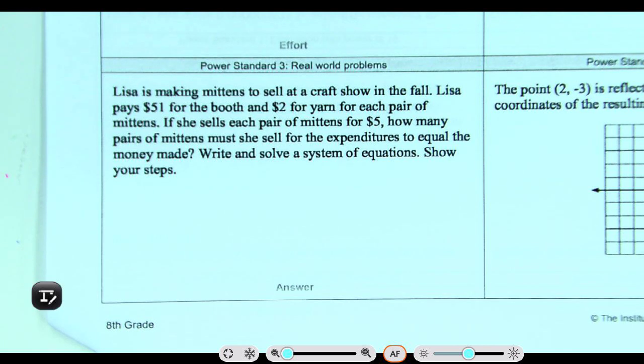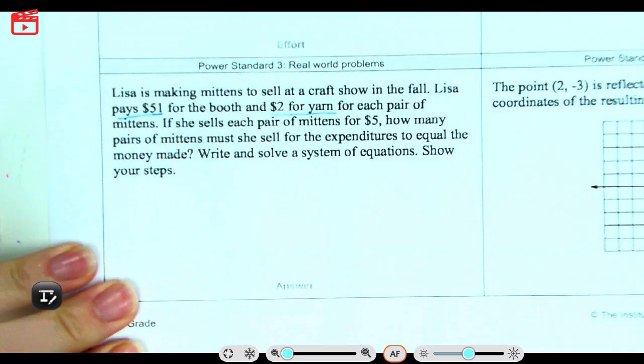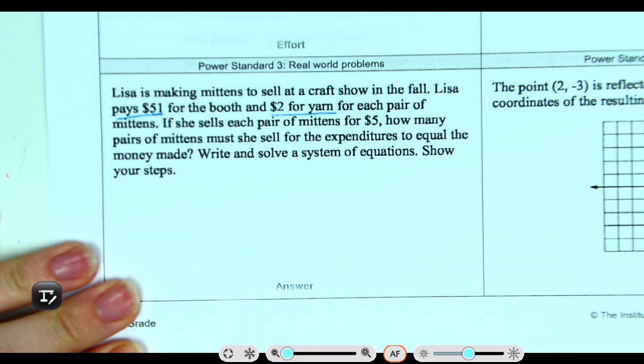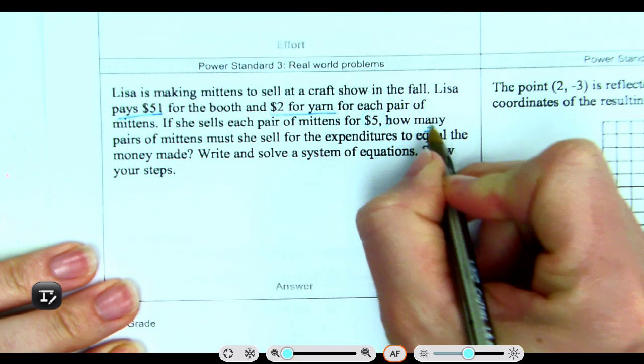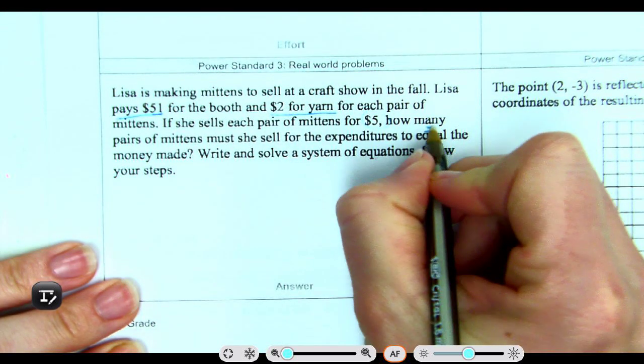Warm-up 27, power standard number 3. Real-world problems, and this one involves systems. Lisa is making mittens to sell at a craft show in the fall. Lisa pays $51 for the booth and $2 for the yarn for each pair of mittens. If she sells the mittens for $5, how many pairs of mittens must she sell for the expenditures to equal the money made? Write and solve a system of equations.